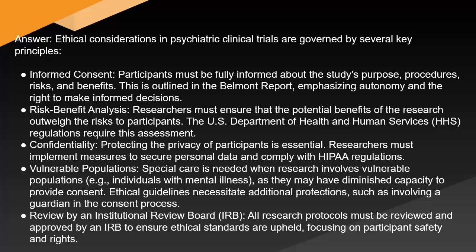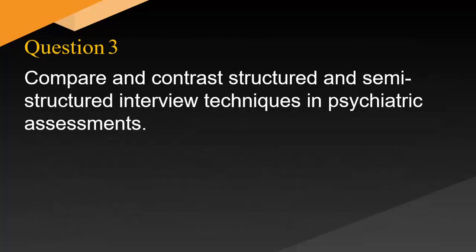Vulnerable populations. Special care is needed when research involves vulnerable populations, e.g., individuals with mental illness, as they may have diminished capacity to provide consent. Ethical guidelines necessitate additional protections, such as involving a guardian in the consent process. Review by an institutional review board. All research protocols must be reviewed and approved by an IRB to ensure ethical standards are upheld, focusing on participant safety and rights.